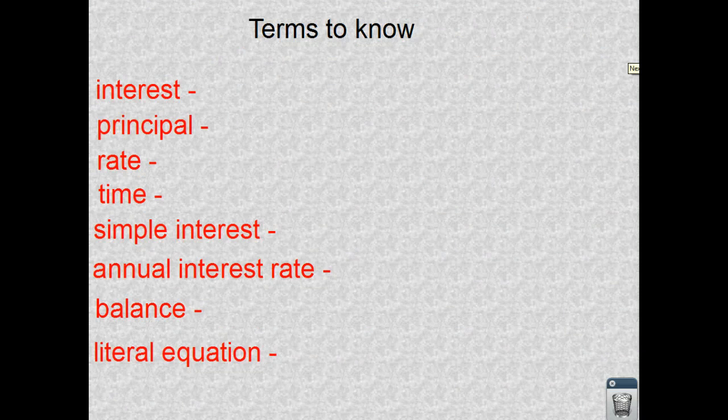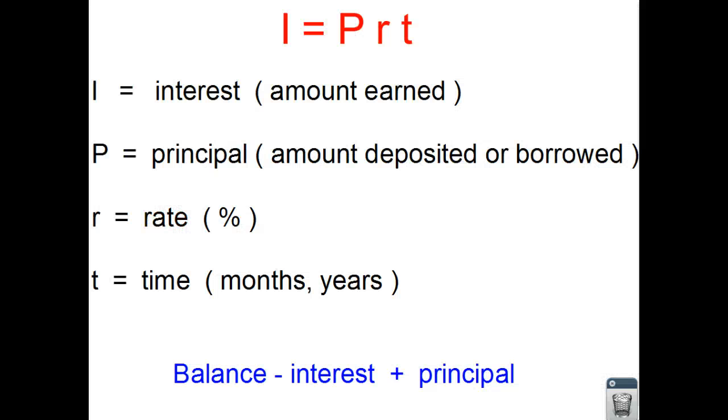Few terms to know. I'd like you to copy these down if you haven't already and define them in your notes. And here is the equation we've been talking about for simple interest. I is equal to PRT, and as you can see what all those letters or variables are representing. And then down there on the bottom we've talked about the balance, and the balance is when you take the interest and add it to the principal, so that would be your total amount.